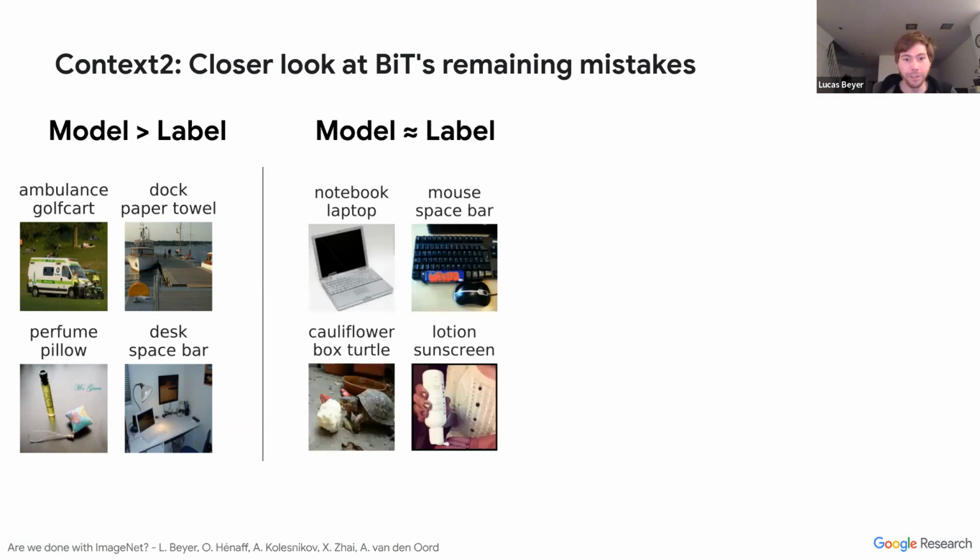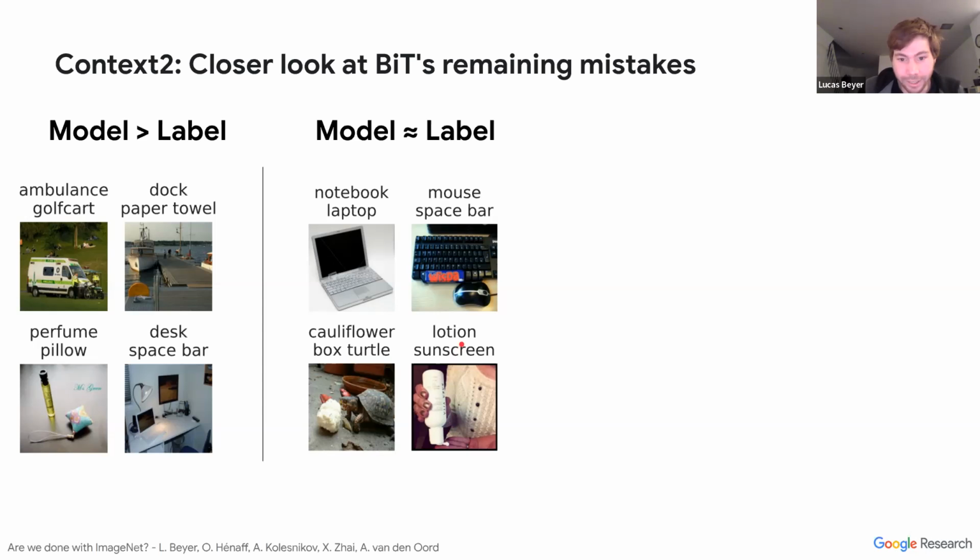These were a bit more difficult to find, but the examples where the model and the label are both fine, like here, where there are multiple objects, like the model says cauliflower and the label is box turtle. Yeah, both are fine. Or ambiguous things like, is this lotion or sunscreen? I don't know, both are fine for me, and things like that.